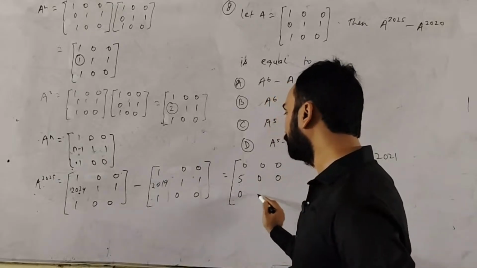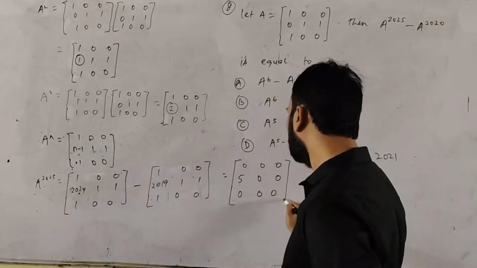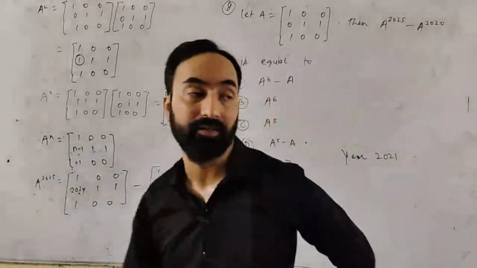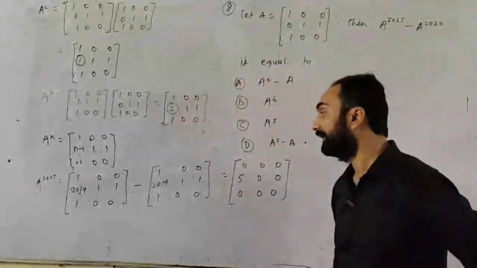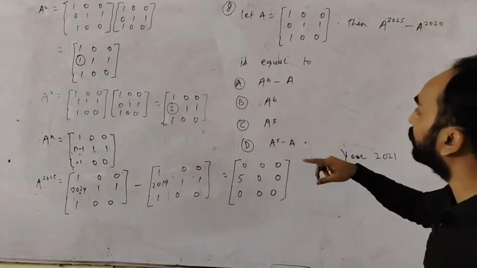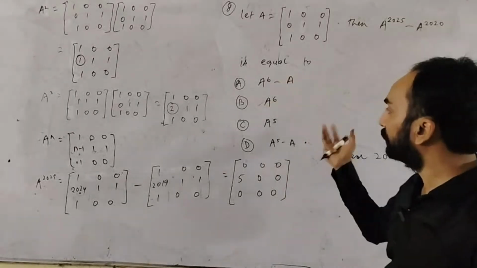This will come as 0, 0 and 0. So the only element you are getting is 8. The only element you are getting is 8. Now what is this matrix equivalent to? We have to see in the options.